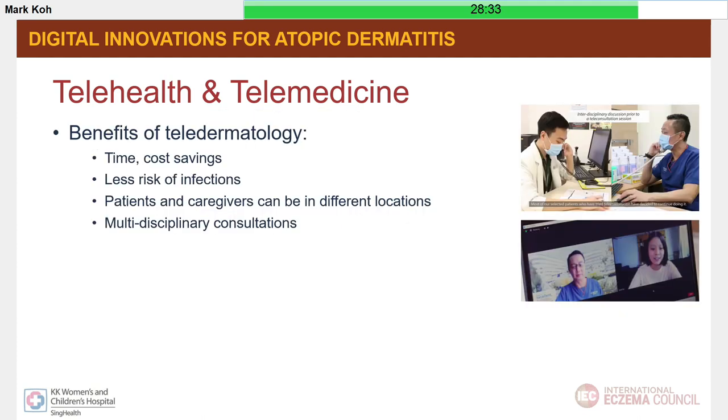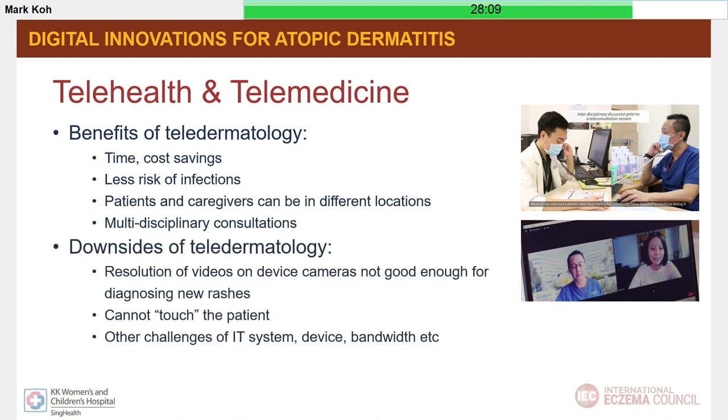So what are the benefits of teledermatology? I spoke with some of them: really time and cost savings for patients. There's definitely less risk of infections. Patients and caregivers can be in different locations. So I have parents who are at work, and the patients themselves are in school or at home, and both zoom in from different sites and then with us. I think that really helps a lot. And of course, multidisciplinary consultations, where you can zoom other healthcare providers in, like psychologists or social workers.